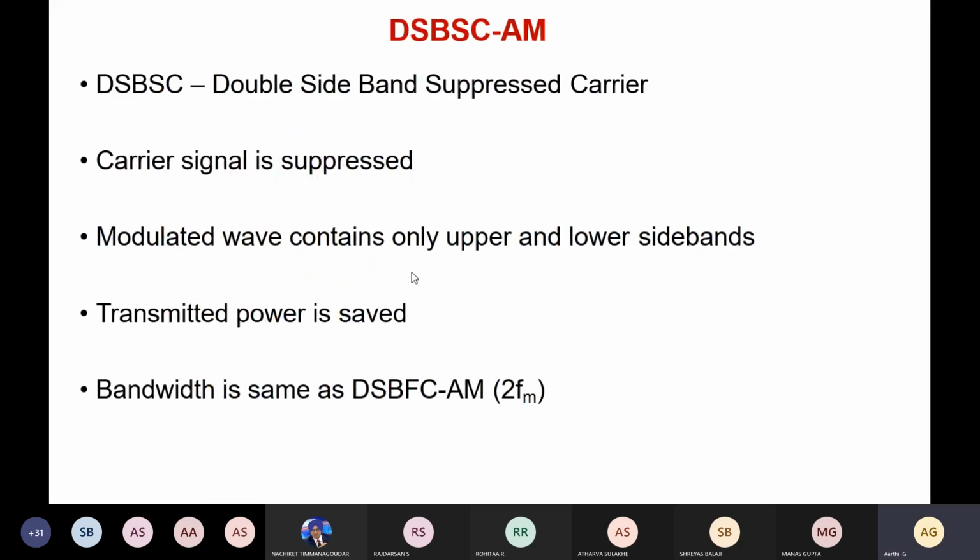So what is called DSBSC? It is double sideband suppressed carrier. The carrier signal is suppressed. The modulated wave will contain only the upper and the lower sidebands. Transmitted power will be saved since we are suppressing the carrier. The bandwidth will be the same as the conventional AM, that is the double sideband full carrier AM, where we have the two sidebands along with the carrier signal. The bandwidth is twice the modulating frequency. In DSBSC also, the bandwidth will remain the same, which is twice fm.